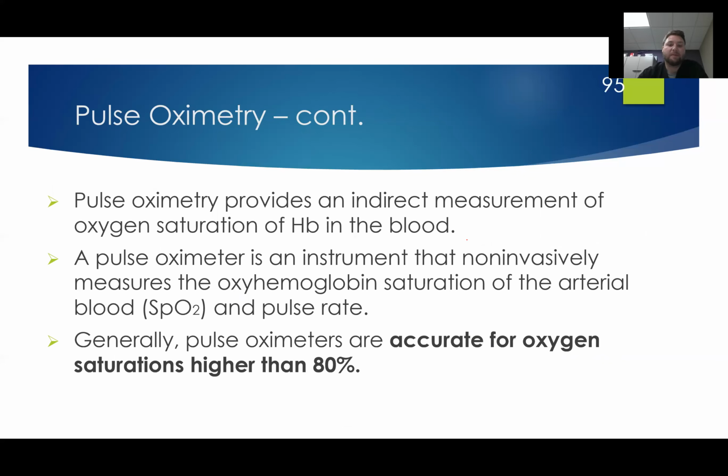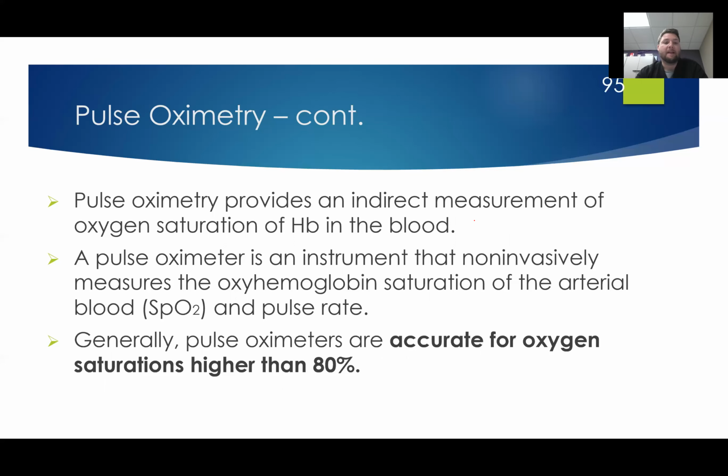So pulse oximetry provides an indirect measurement of the oxygen saturation of the hemoglobin in your blood. What's important to point out here is that this device is not measuring your hemoglobin. It doesn't tell you what your hemoglobin is. You need to have a blood draw for that. It tells you how saturated the hemoglobin is with oxygen. Okay, so there's a difference there. It doesn't tell you the amount of hemoglobin. It tells you the amount of oxygen saturation on the hemoglobin.